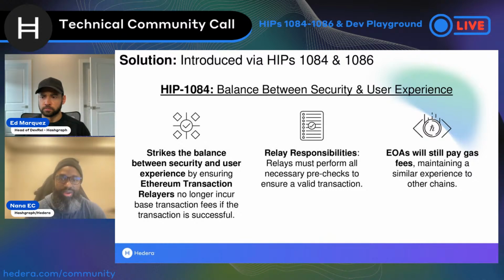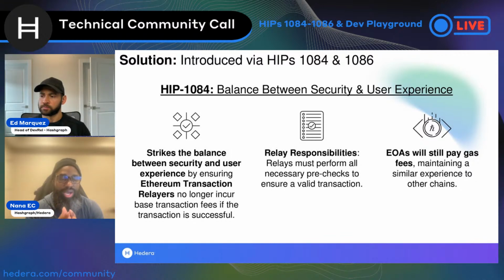And so over here, the responsibility is on the relay to check the transaction. And this is actually what is done on other networks anyway, right? So if you look at Ethereum, relays also do these pre-checks. And if you utilize the open source Hedera JSON RPC code, you already have this covered for you as a relay operator. So there's not much extra to do.